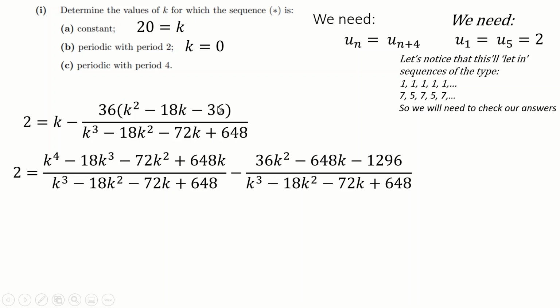36 times 36 is annoying, but it's actually the same as 36 times 18 doubled, right? Because 36 is double 18. So I can just double this to get that. So it's not that bad. And that is the worst number that I'm going to have to do in this video.